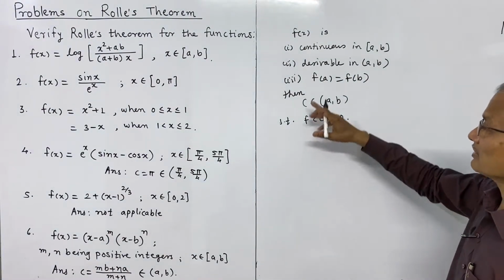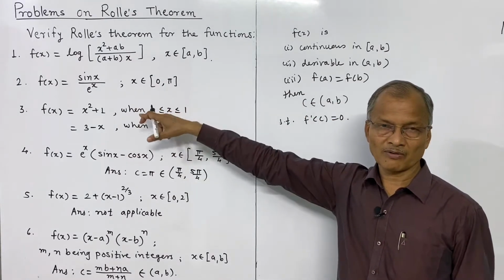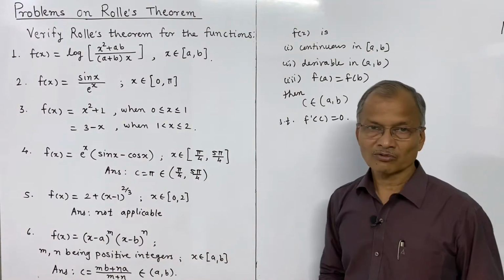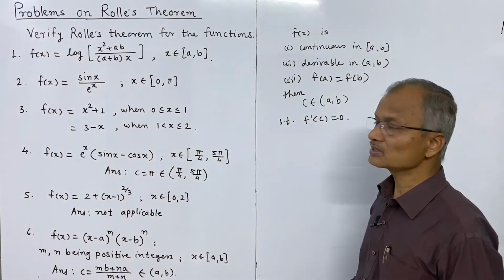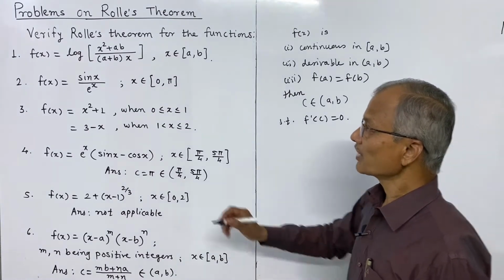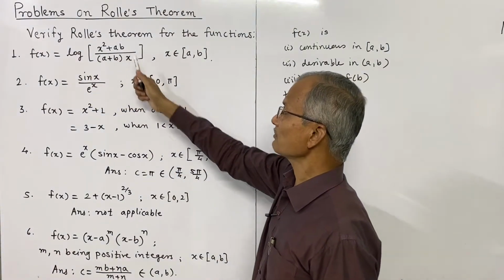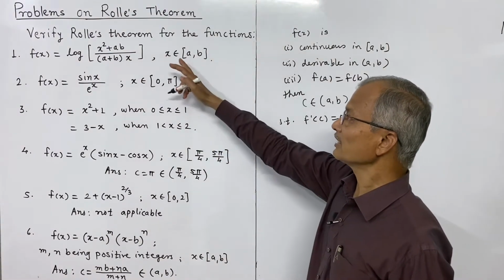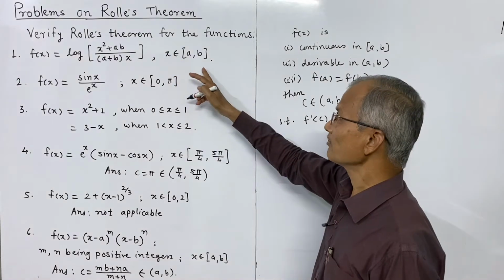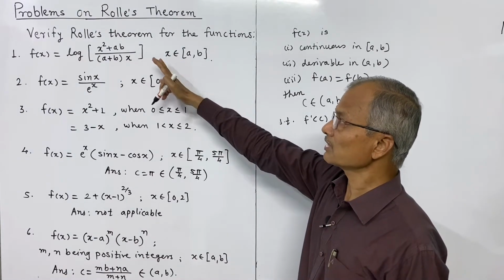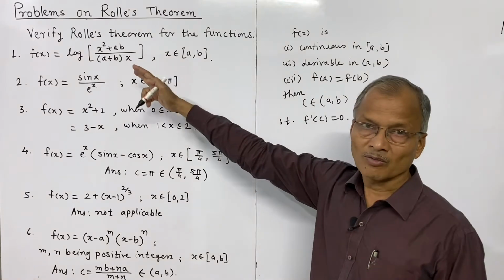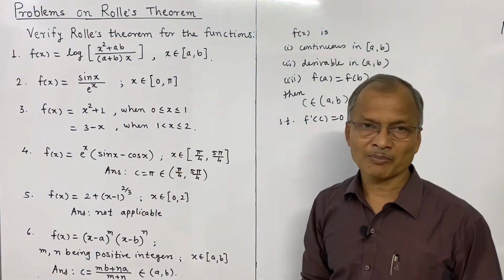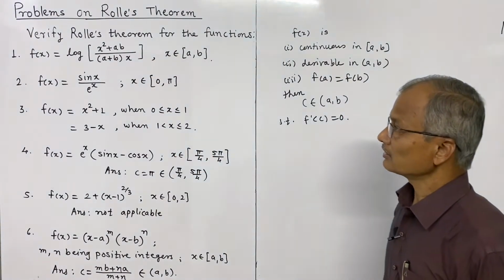Now we have to verify this theorem for some functions given in these problems. I have written the problems here, and we have to verify Rolle's theorem for these functions one by one. The first is f of x is equal to log of x square plus ab divided by a plus b times x, and the interval is again general closed interval a comma b. Whether Rolle's theorem is satisfied or verified for this, whether it is applicable, or the problem may be asked as discuss the applicability of Rolle's theorem for these functions.